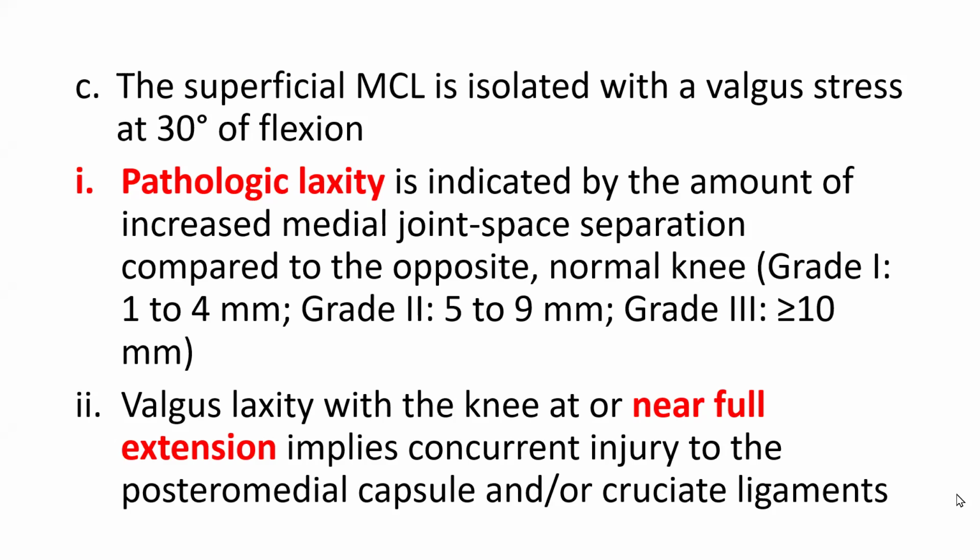Valgus laxity with the knee at or near full extension implies concurrent injury to the posterior medial capsule, medial collateral ligament, and the cruciate ligament. Why? Because the cruciates are tight in full extension. So if it goes into valgus, it means that they're cut together with the medial collateral ligament and the posterior medial capsule. So you have to keep this in mind.